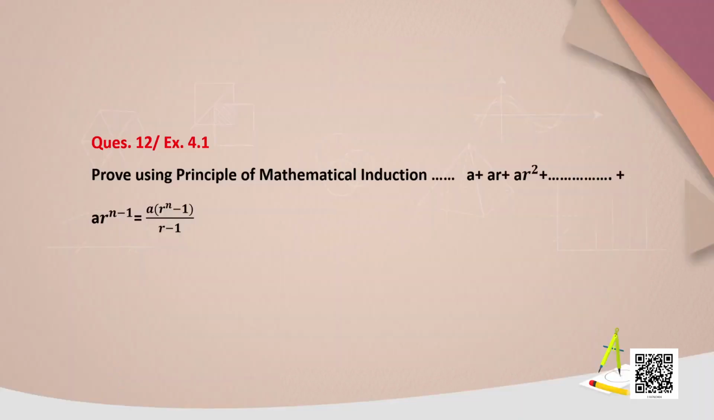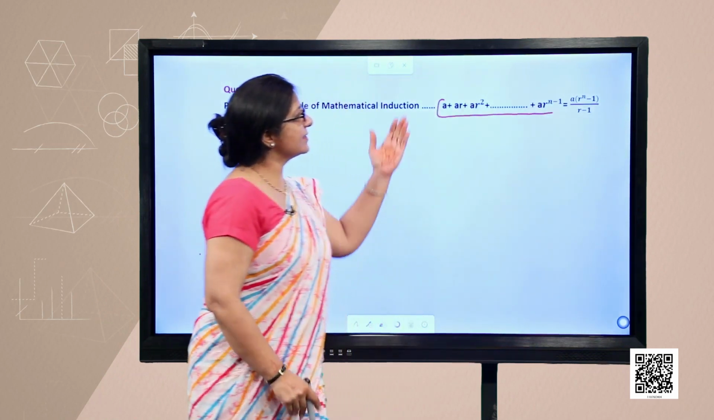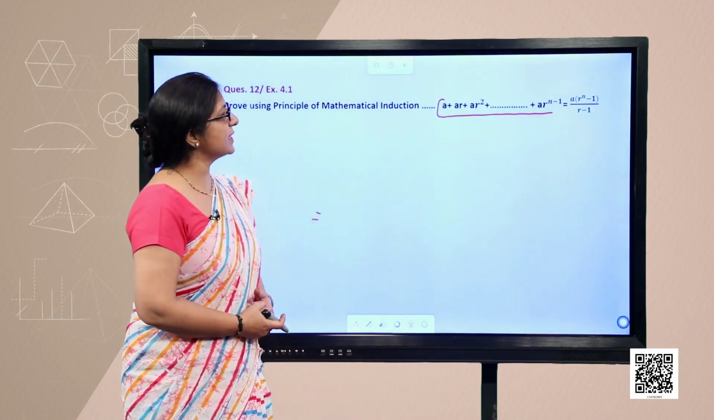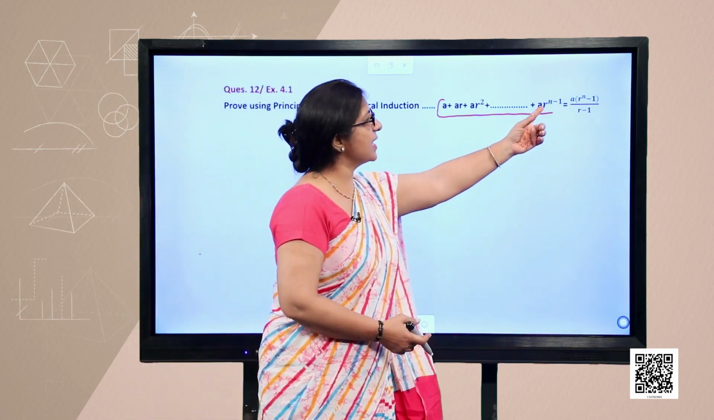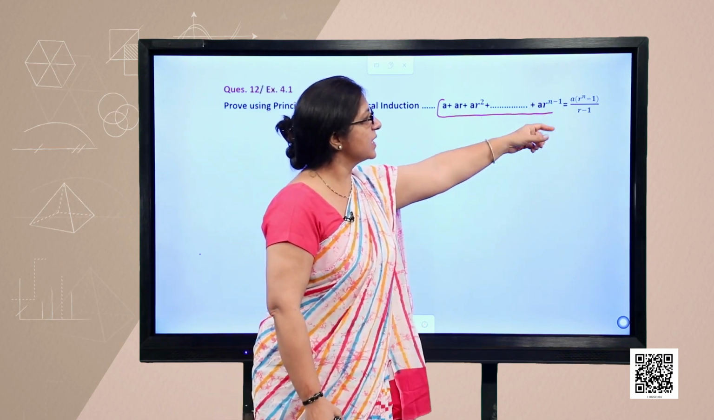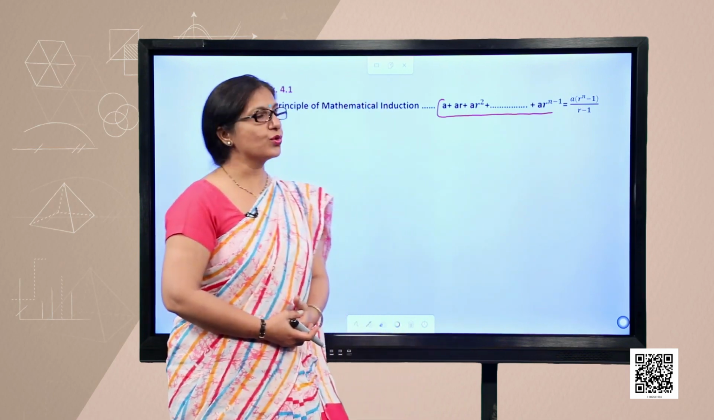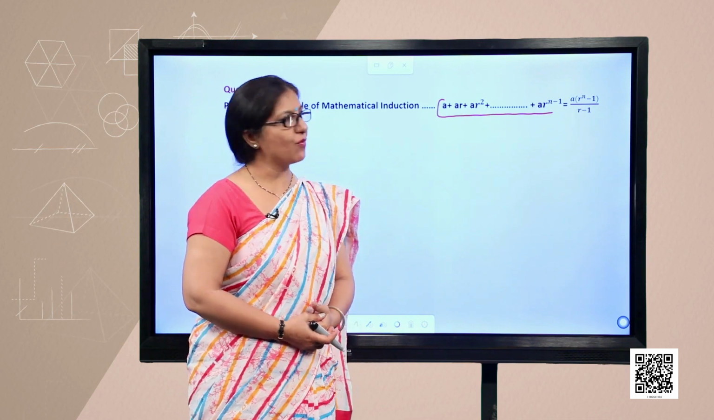Let us understand with the help of this example. Here, this is question number 12 of exercise 4.1. Prove using the principle of mathematical induction. This is the statement here. This is the sum of a GP: a plus ar plus ar square plus dash dash dash plus ar to the power n minus 1. This is the sum of a GP of n terms, which is given to be a into r to the power n minus 1 divided by r minus 1.